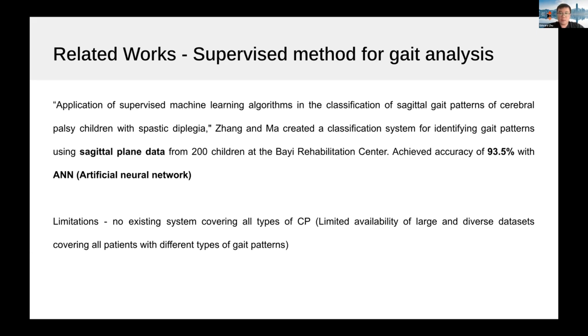So the limitation of these supervised algorithms for gait analysis is that so far an accurate system that can analyze gait input from patients with an unknown diagnosis has yet to be developed. A lot of the research has been specifically about one type of patient, which is patients with spastic diplegia. So a system that is able to be used for all types of CP patients has yet to be developed with supervised algorithms.